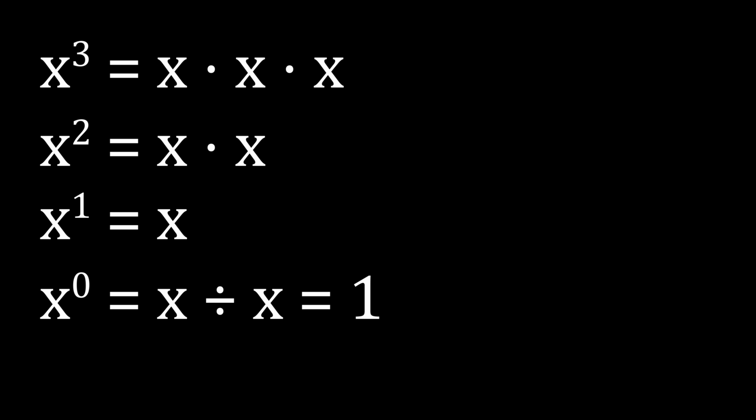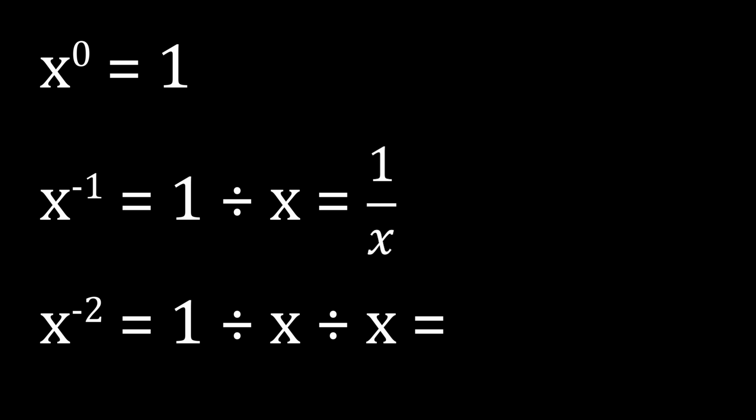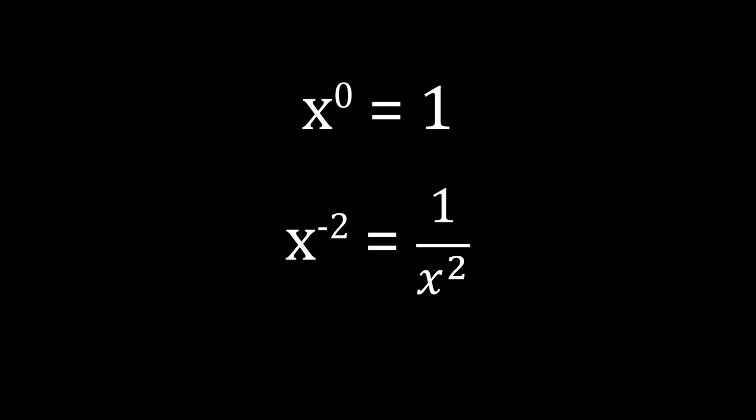If you keep going, you get x to the power of negative 1 equals 1 over x, x to the power of negative 2 equals 1 divided by x again, aka 1 over x squared, and so on and so forth. So you can see this is where not only x to the power of 0 comes from, but also negative powers as well. It's just the result of repeatedly dividing. Now, x could represent anything, a number, an expression, or maybe another variable.